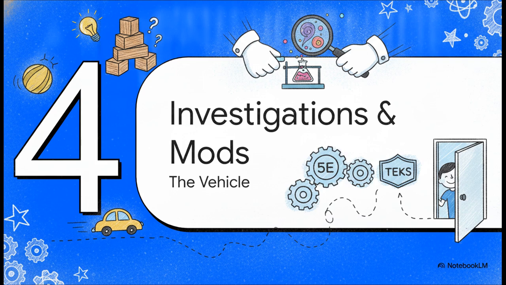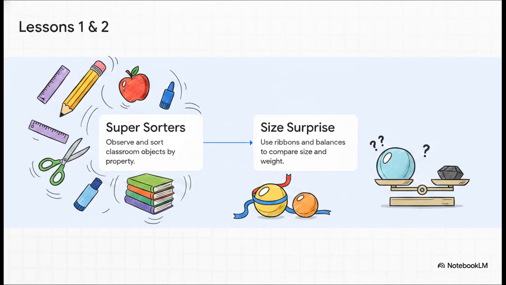Now let's walk through the hands-on 5E investigations you'll be running. This is where the magic really happens in the classroom. In Lessons 1 and 2, your students are going to get super hands-on. In Super Sorters, they'll sort everyday classroom objects. Then, in Size Surprise, they hit 2 stations. At Station 1, they'll use ribbons to measure and order balls by size. At Station 2, they use pan balances to test weight, discovering firsthand that the biggest ball isn't always the heaviest. Such a light bulb moment.